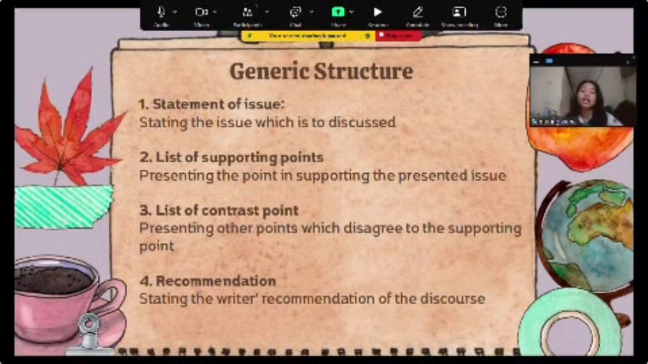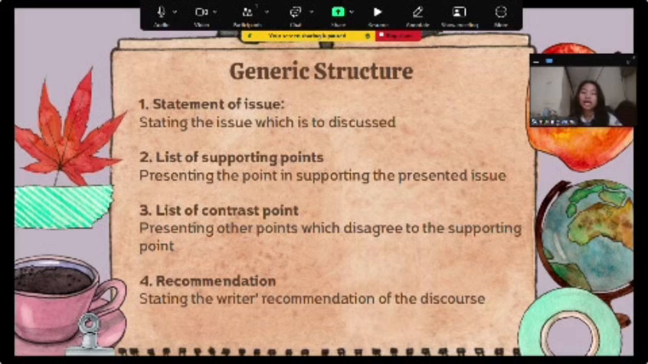Okay, next is the generic structure. The generic structure has four. Number one is statement of issue. Statement of issue is stating the issue which is to be discussed. And number two, list of supporting points. List of supporting points is like presenting the points supporting the presented issue.